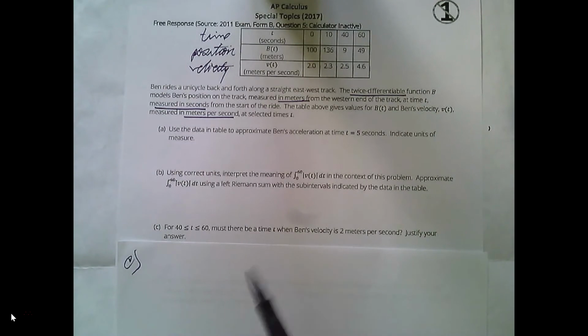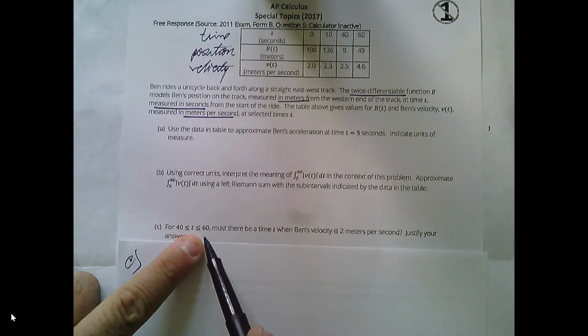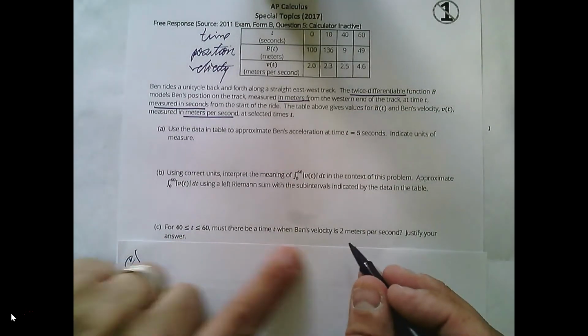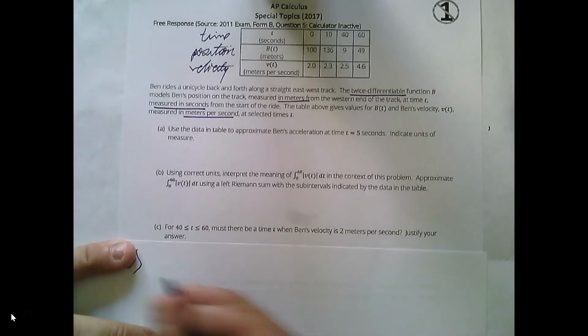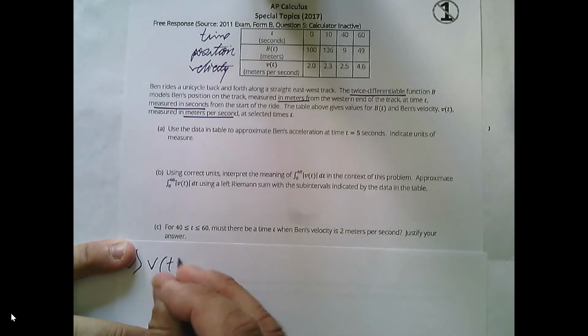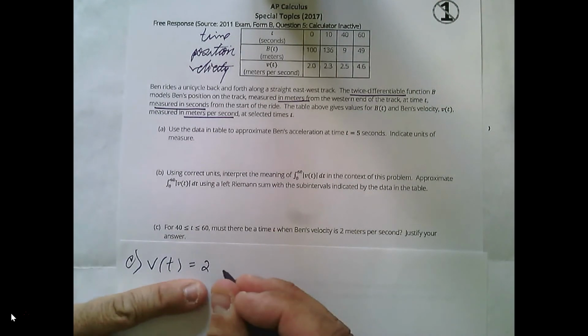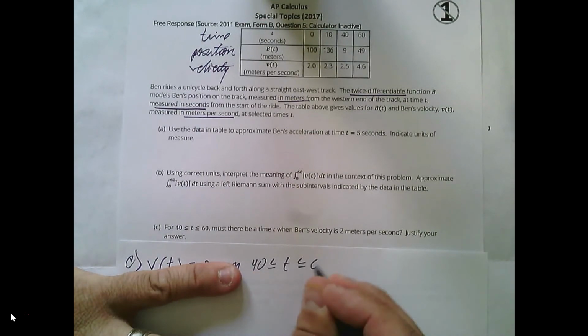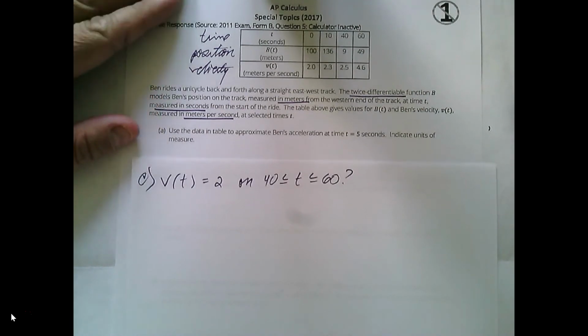In part C, for the interval 40 less than or equal to t less than or equal to 60, must there be a time t when Ben's velocity is 2 meters per second? Is Ben's velocity equal to 2 meters per second on the interval 40 less than or equal to t less than or equal to 60? And of course, you have to justify your answer. Well, let's take a look.